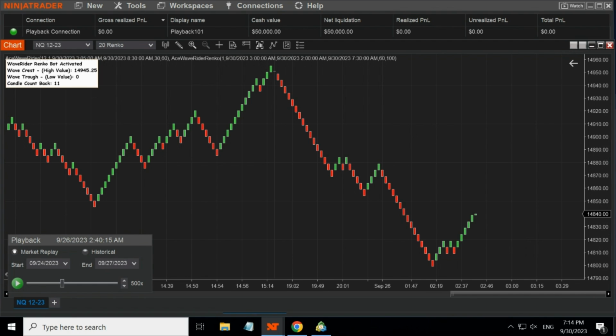Okay, so we're releasing two versions of WaveRider. We have our original OG WaveRider, and we also have a Renko version. I'm going to talk to you a bit about both and show you how to use them. Ideally it's best to use WaveRider, like WaveBreaker, around times of high volatility.